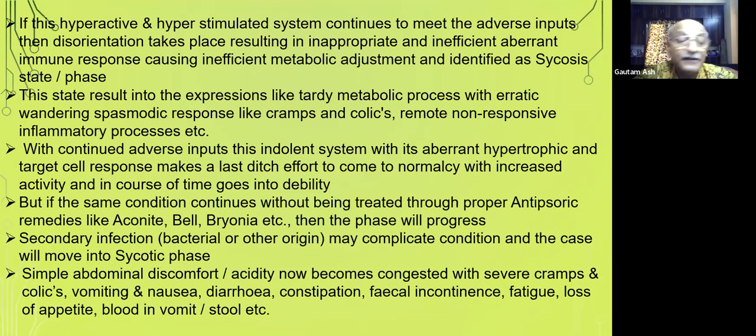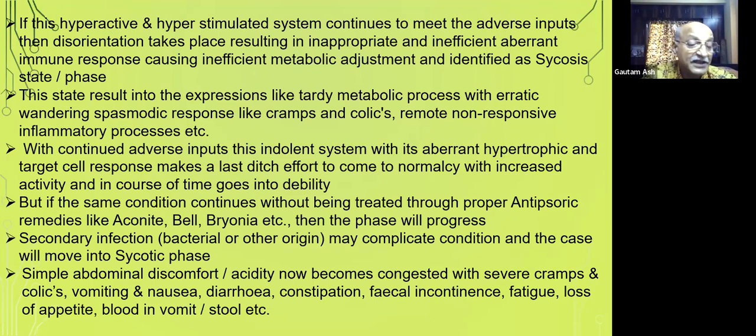Patient will be going into deteriorating. But if the same condition continued without being treated through proper antipsoric remedies like aconite, belladonna, bryonia, or whatever antipsoric medicines are there, then the phase will progress. Secondary infection, bacterial or of any other origin, may complicate the condition and the case will move to the sycotic phase.